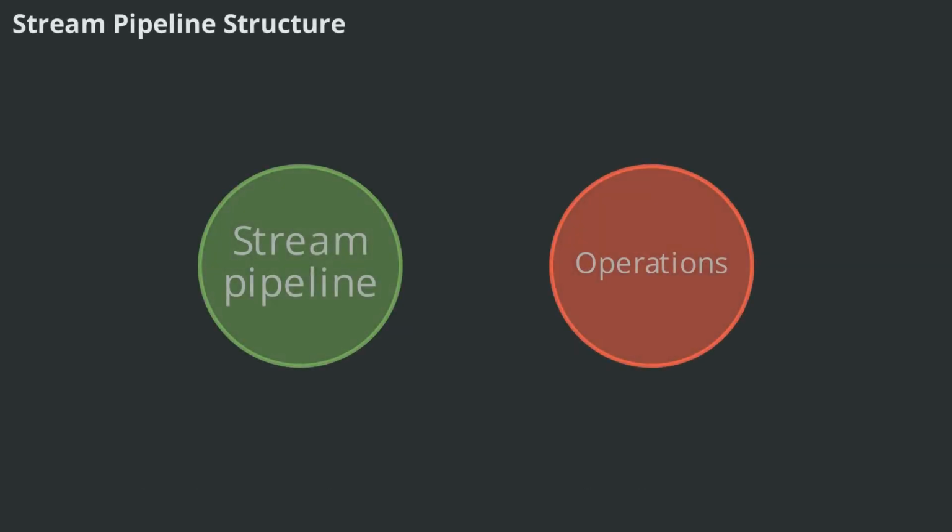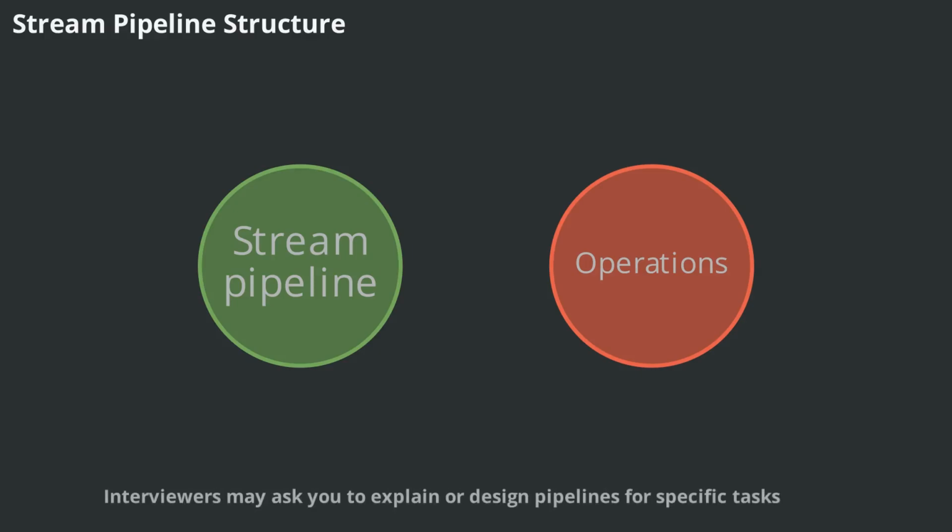A stream pipeline consists of a source, intermediate operations, and a terminal operation. Understanding this structure is key to building efficient and readable stream-based solutions. Interviewers may ask you to explain or design pipelines for specific tasks.